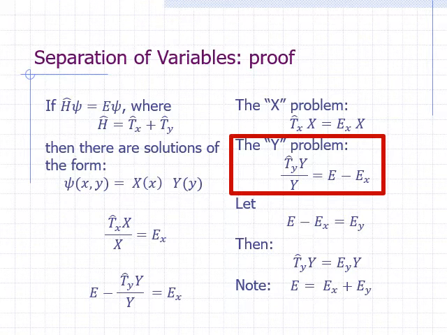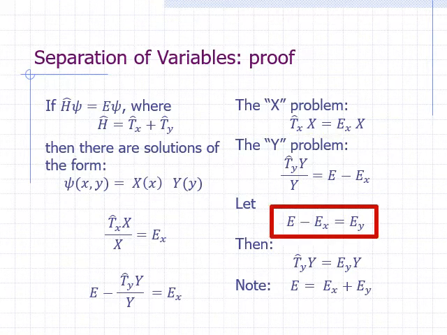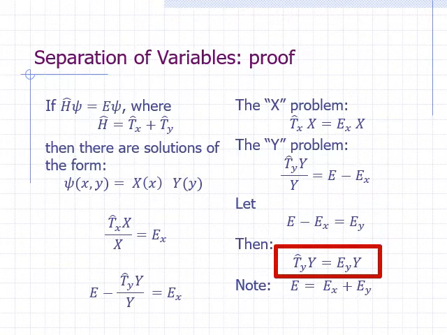We can just give the constant another name. Let's call it E sub y. It should be easy to see that our y problem can now be rewritten as T sub y hat applied on function of y equals E sub y times function of y. We did not encounter a contradiction, so our assumption is valid.